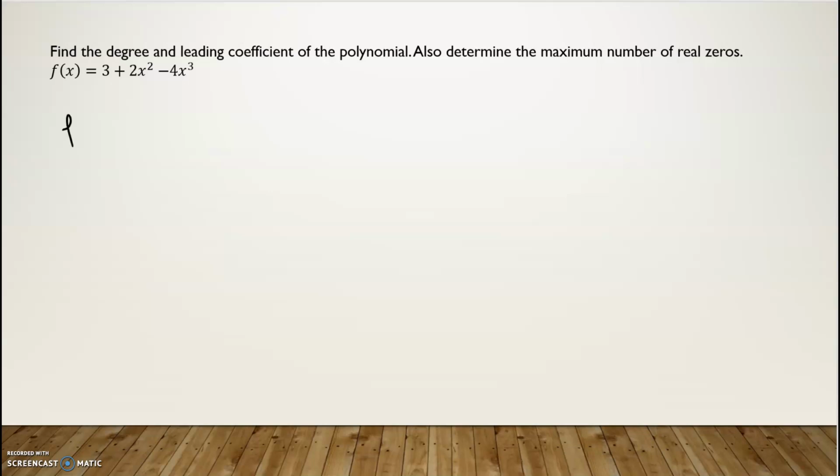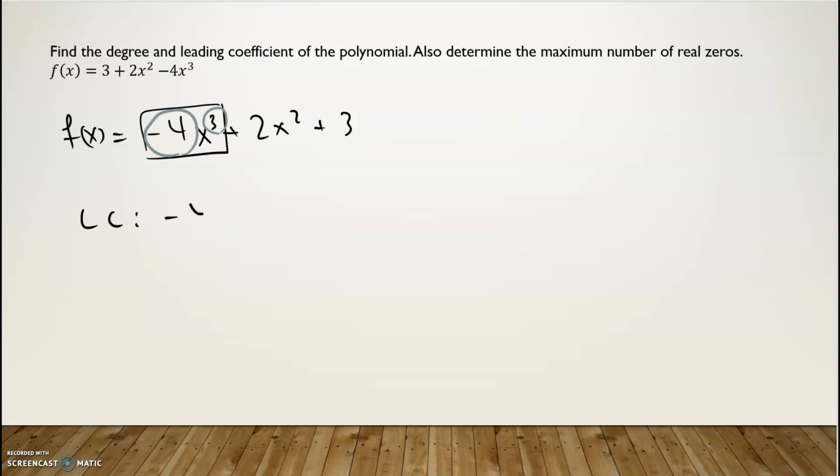Okay, first I'm going to put it in general form. So negative 4x cubed plus 2x squared plus 3. So it's going in descending form. So this right here is my leading term. This negative 4 is my leading coefficient, and the degree of the polynomial is 3. So leading coefficient is negative 4, degree is 3.